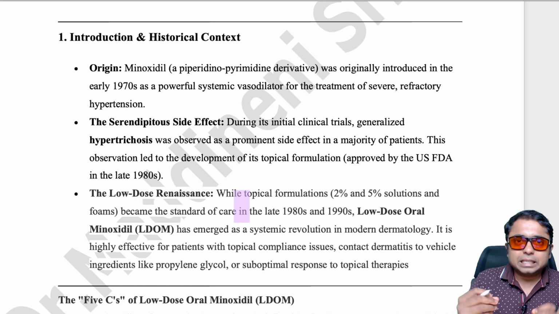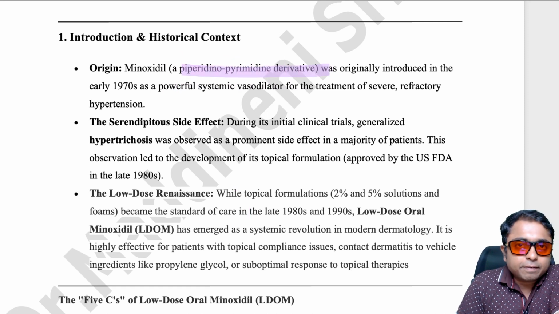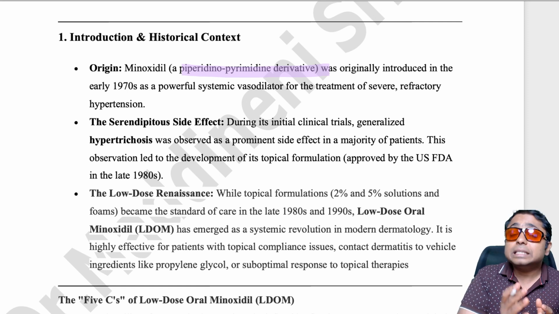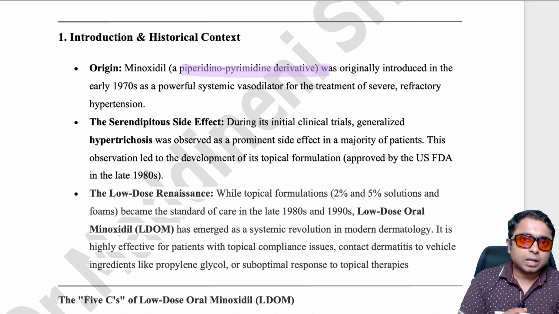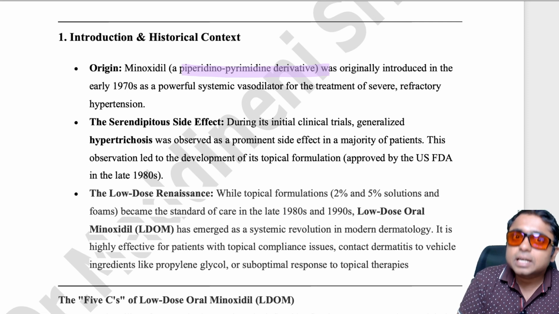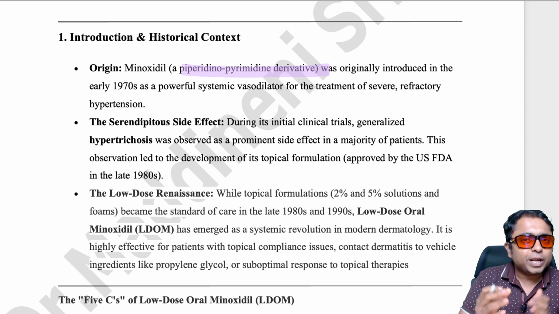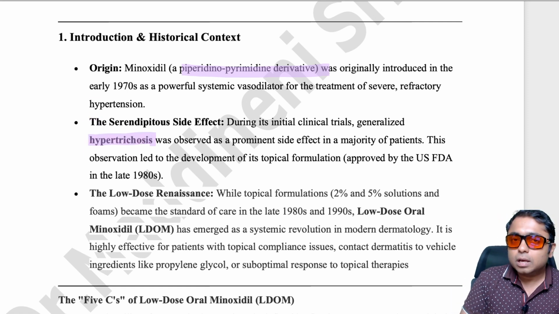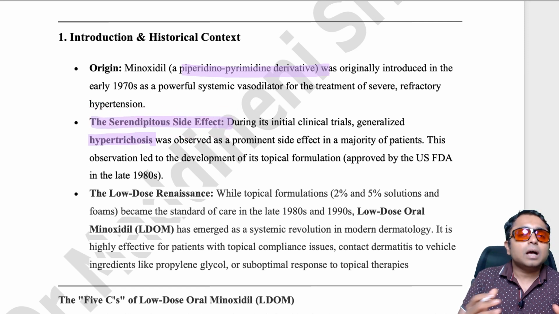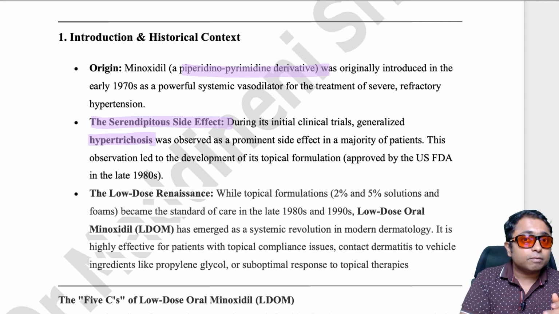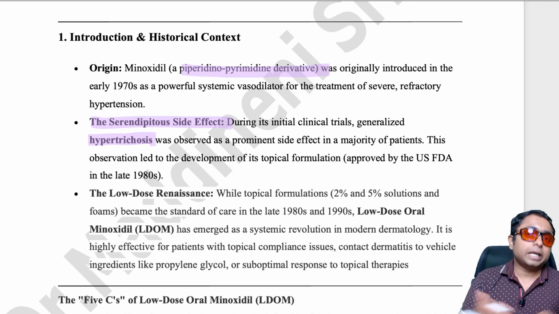So coming to the introduction, the minoxidil is a piperidinopyrimidine derivative which was initially historically used for acid peptic disease and also for treating the severe hypertension because of its vasodilatory effects. But in the patients who are having hypertension and who were started on the minoxidil, it was observed that there was a side effect which was a very good effect which we dermatologists want, that is excessive hair growth, which is called as hypertrichosis. So this is called as serendipitous side effect, that is we are using the molecule for one indication and we have observed the side effect which is actually an indication in other condition, right?